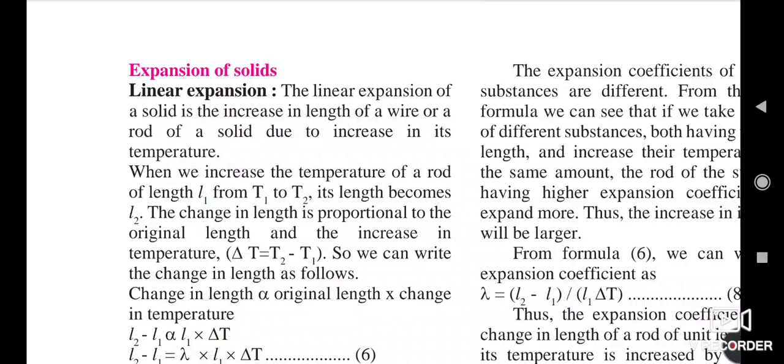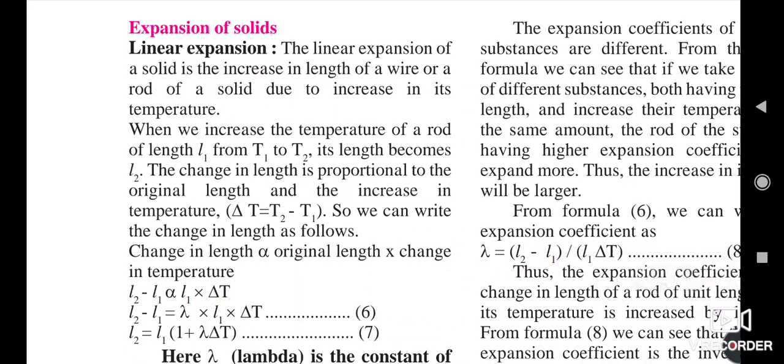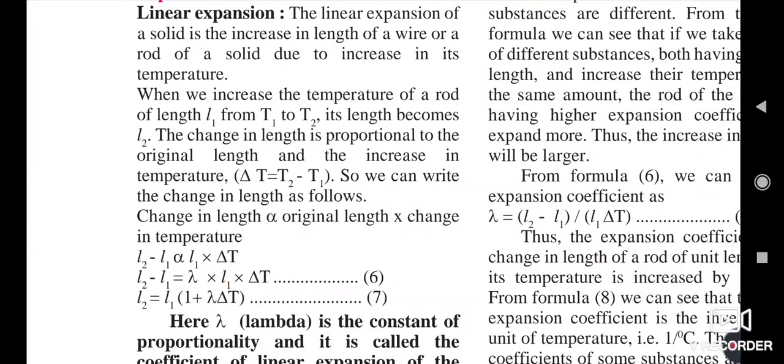The linear expansion of a solid is the increase in the length of a wire or a rod of a solid due to the increase in its temperature. When we increase the temperature of a rod of length L1 from T1 to T2, that is, from the first temperature, with the change in the temperature its length becomes L2. The change in the length is proportional to the original length and the increase in the temperature, that is, delta T is equal to temperature 2 minus temperature 1.